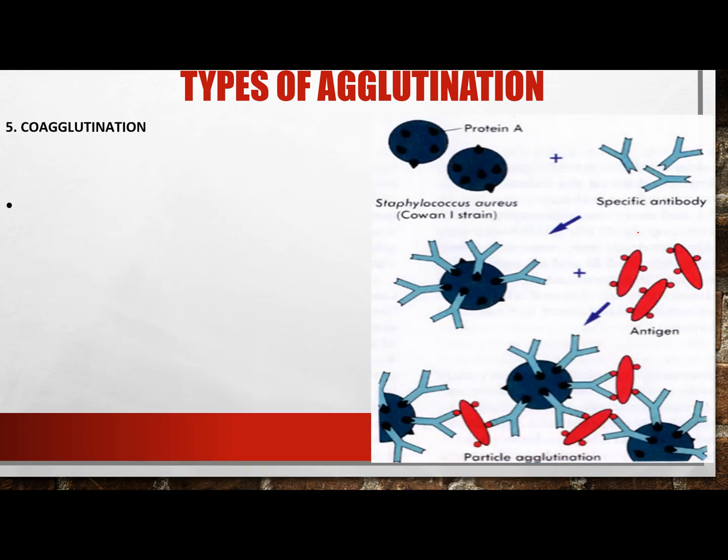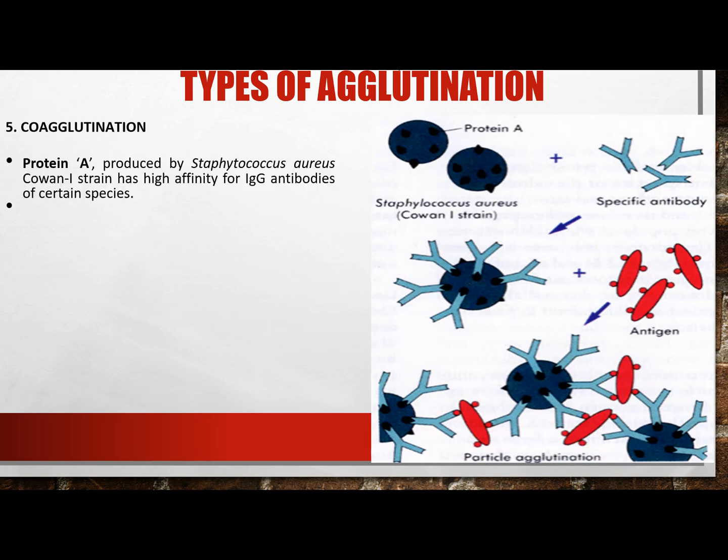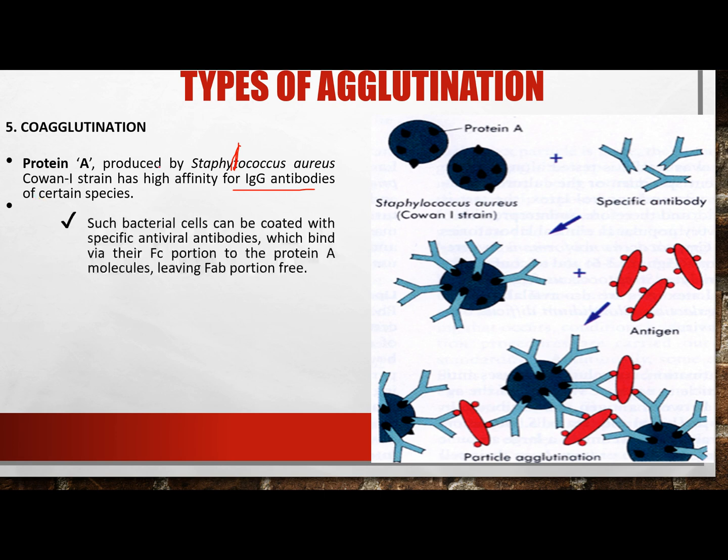Now, another type of agglutination is known as co-agglutination. In co-agglutination, class, you're going to use protein A. This is produced by Staphylococcus aureus, Cowan I strain, that has high affinity for IgG antibodies of certain species. Such bacterial cells can be coated with specific antiviral antibodies which bind via their Fc portion to the protein A molecules, leaving the Fab portion free.